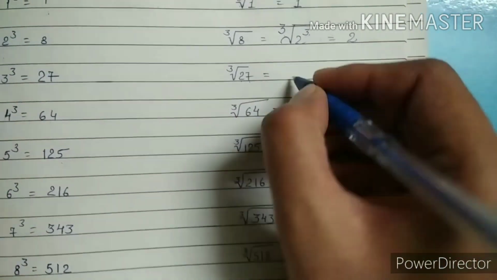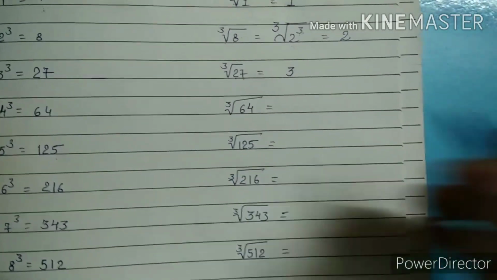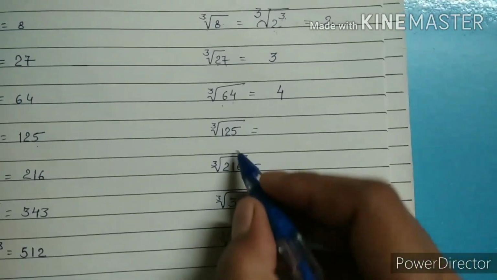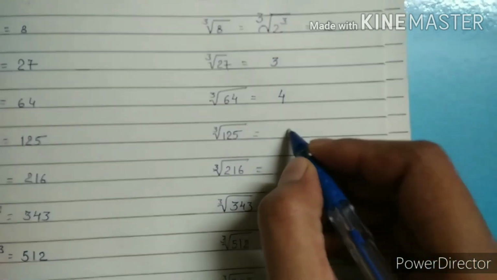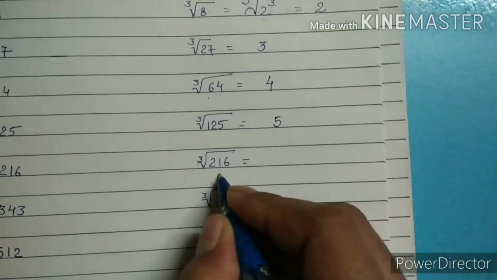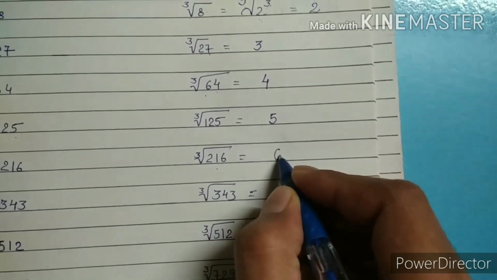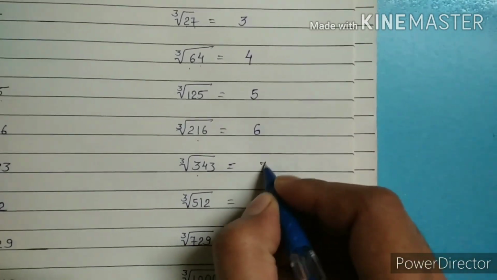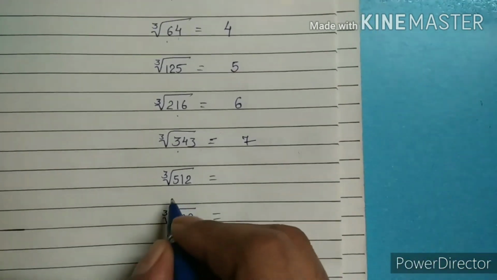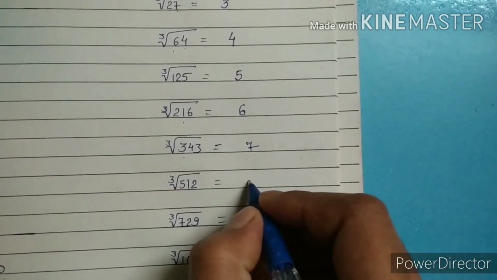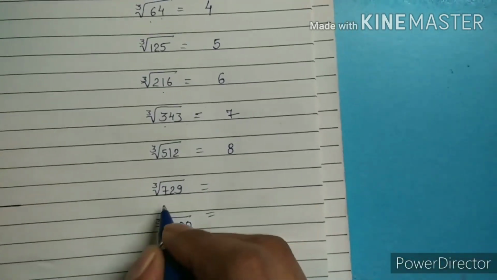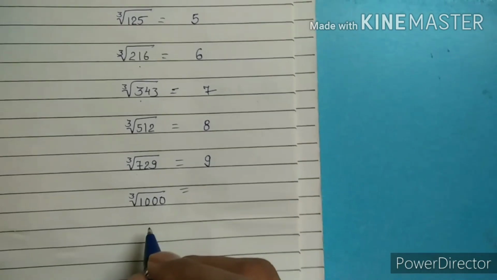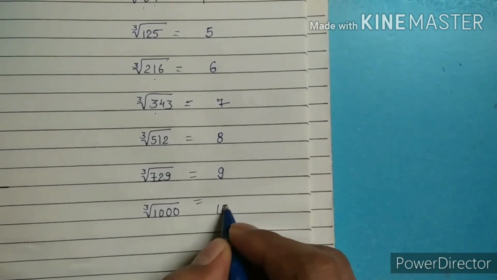Cube root of 27 value is 3. Cube root of 64 value is 4. Cube root of 125 is 5. Cube root of 216 is 6. Cube root of 343 is 7. Cube root of 512 is 8. Cube root of 729 is 9. And cube root of 1000 is 10.